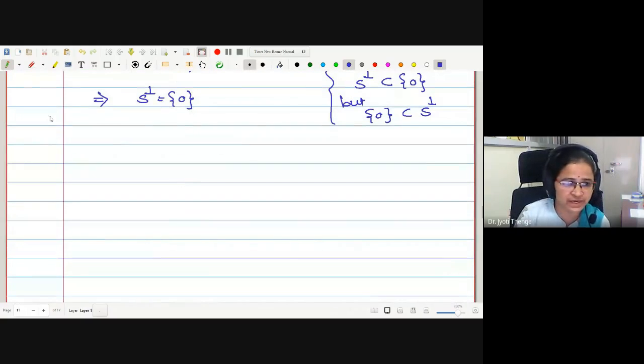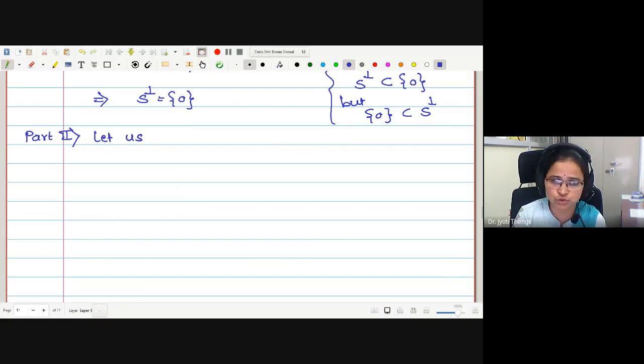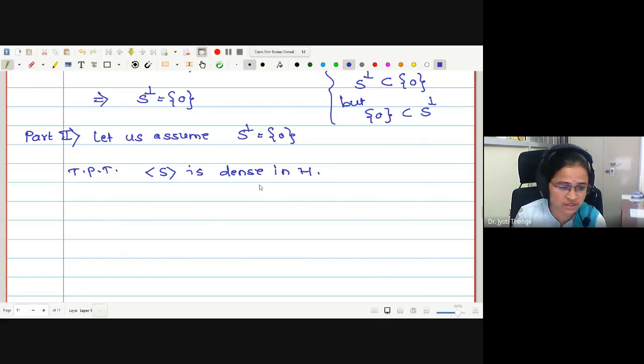Now, let us go to the second part. In part 2, what should be the assumption? The assumption should be S perp is singleton 0. Let us assume S perp is equal to singleton 0. What to prove? Generated by S is dense in H. That is, M bar is equal to H.